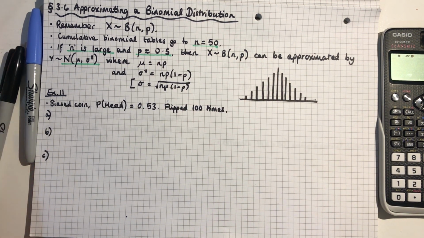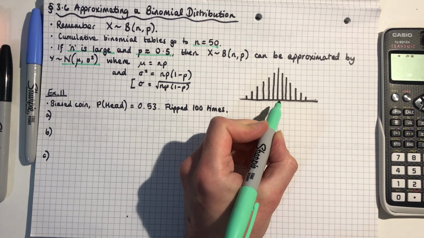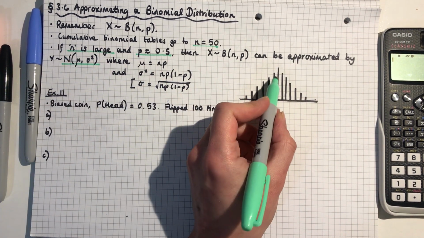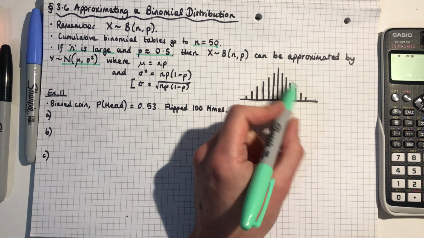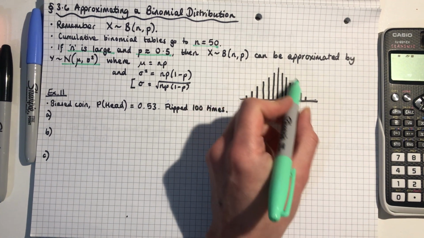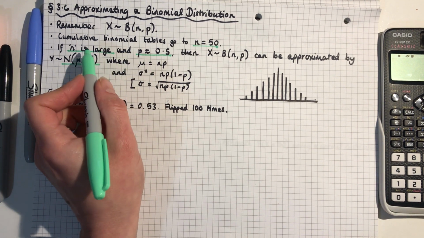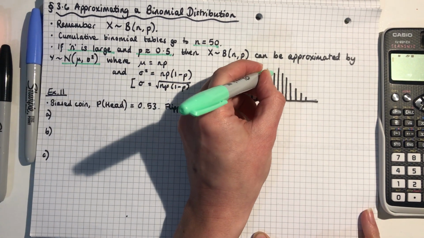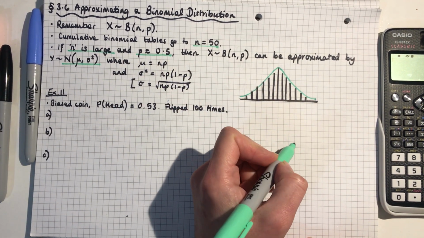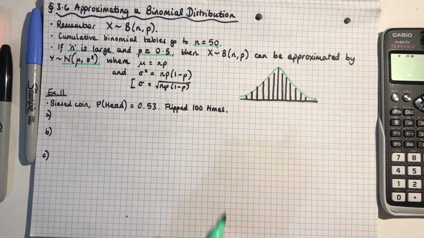Now, if p moves away from 0.5, this becomes less and less symmetrical. And if n gets smaller, then these heights here don't display quite so much of a bell shape. So in order for this binomial distribution to fit roughly the bell shape, you do need both of these conditions ideally. And the better each of those conditions is, the more this fits the bell-shaped curve, and the more we can approximate our solutions to the binomial with a normal distribution instead.